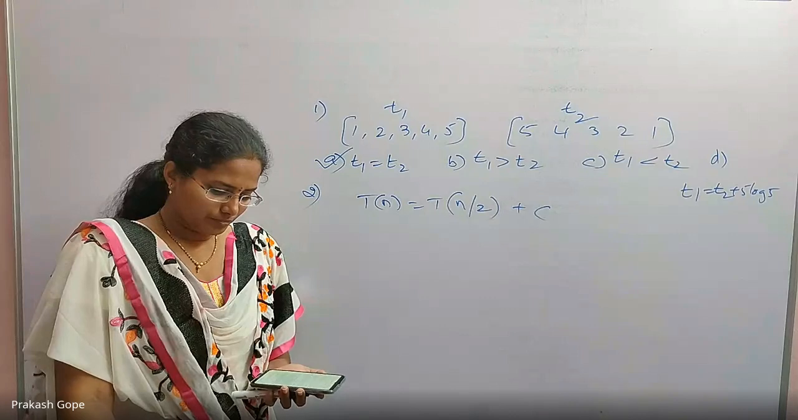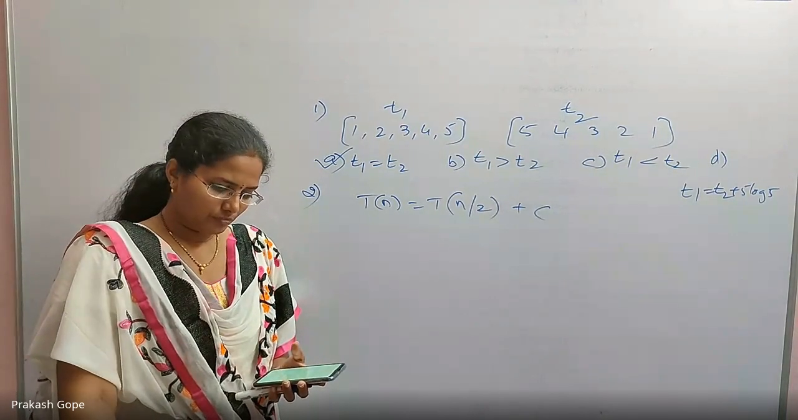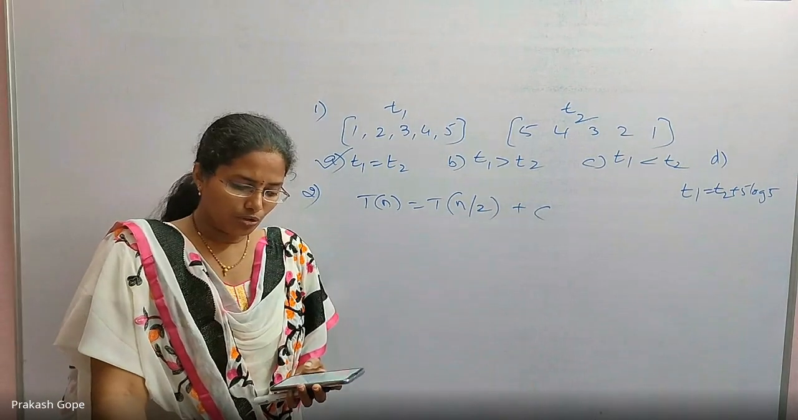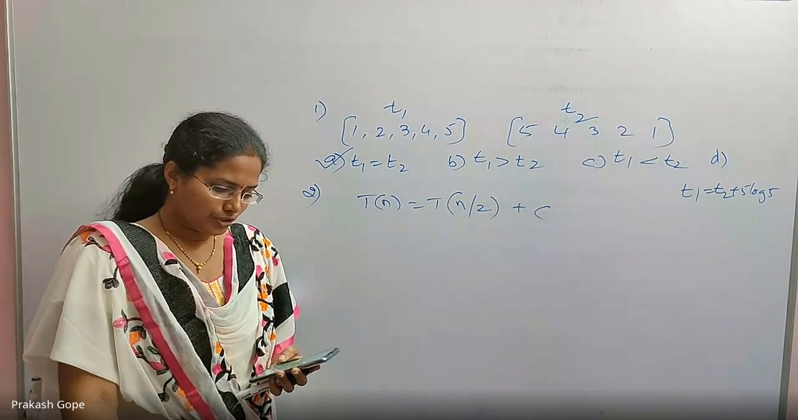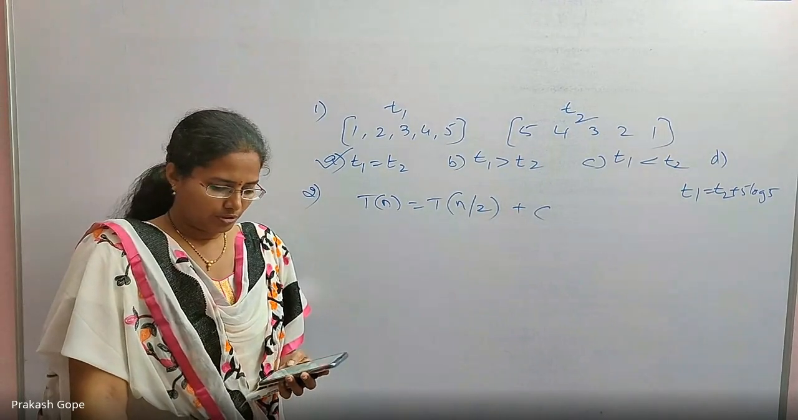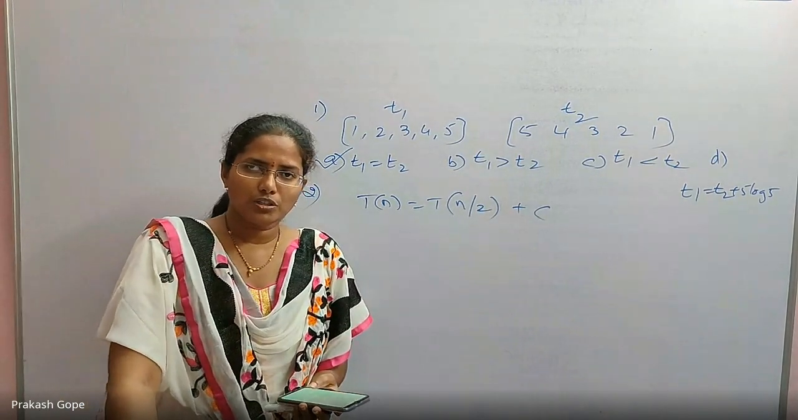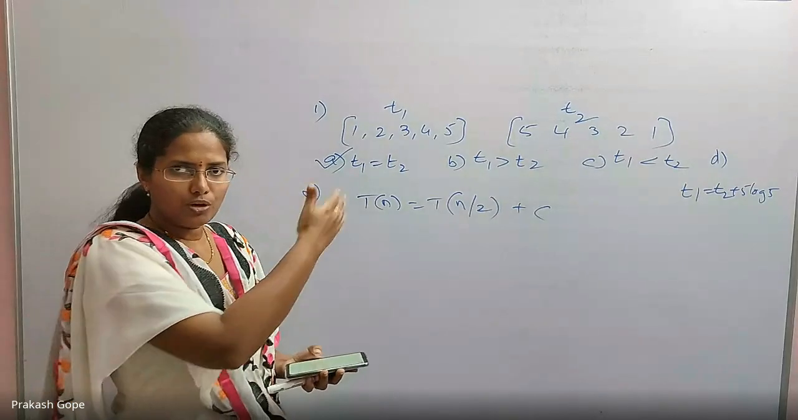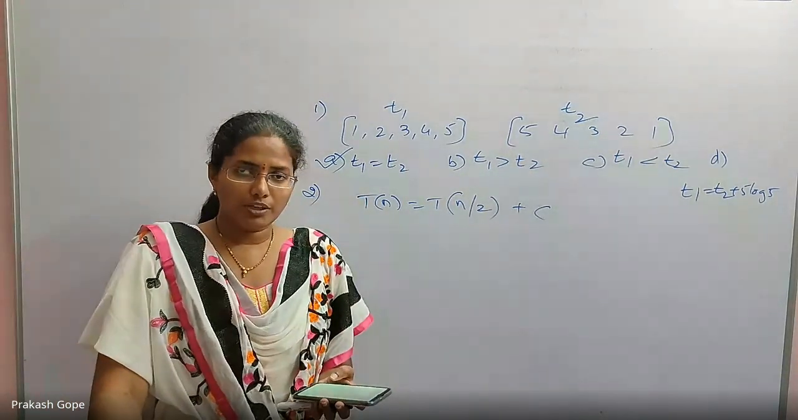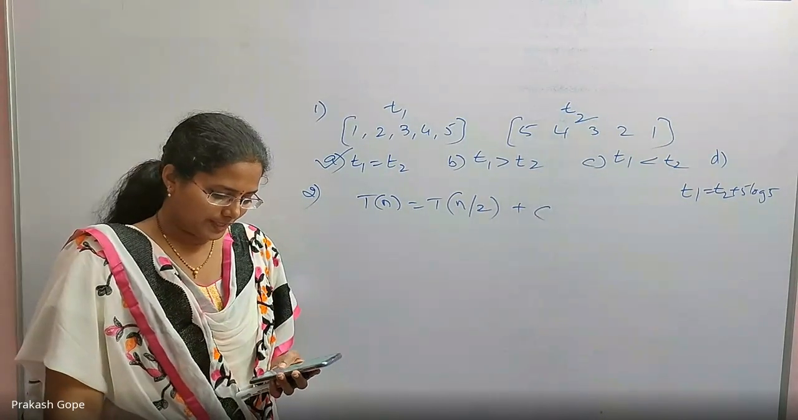Third question. Merge sort uses divide and conquer strategy, heuristic search, backtracking, or greedy approach. Merge sort uses which algorithm technique? That's why I've given you what problems are solved by which algorithm technique. So it is divide and conquer strategy. Answer is A.